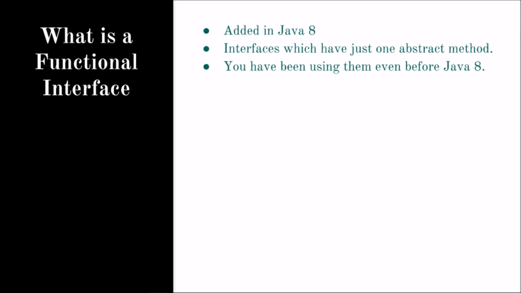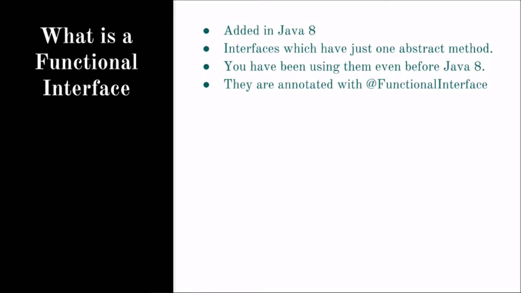Similarly, there is one more very simple example, Comparator. The Comparator interface has one abstract method called compare, which is used for sorting a list of objects. I'm sure a lot of developers have used these two interfaces. There are many more, but these are the very common ones. So even before Java 8, we have been using interfaces which had just one abstract method.